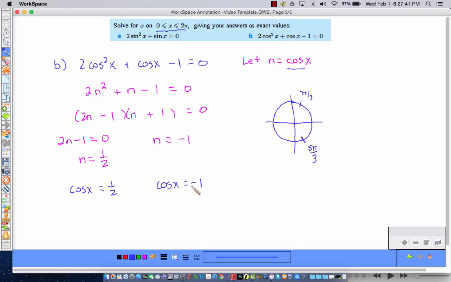And where's cosine equal to negative 1? Well, there's only one spot here, and that is at pi. Cosine equals negative 1 at pi. So there are all of our solutions. So x would be equal to, in order, pi over 3, pi, and 5 pi over 3. All right, so that should not be a big deal for us.